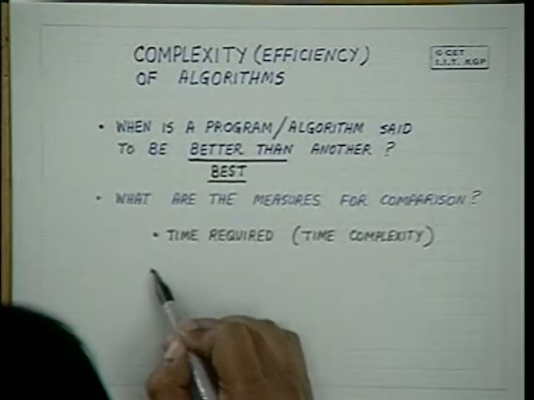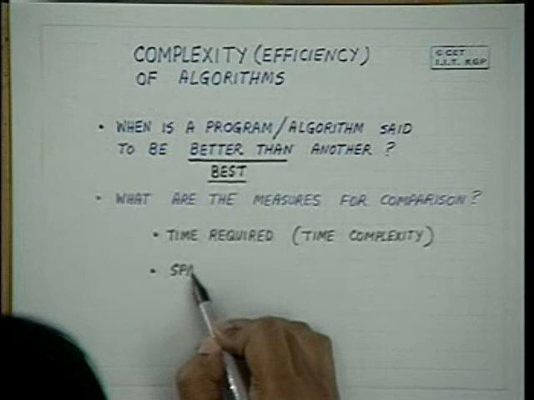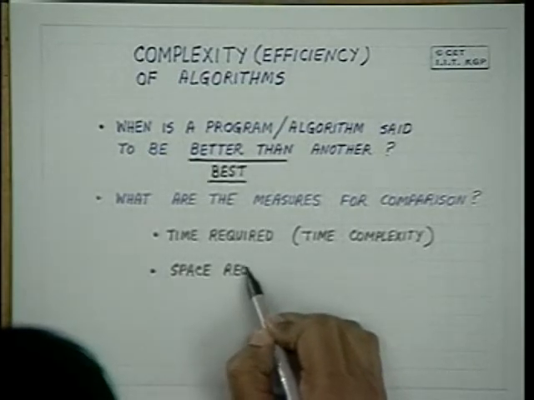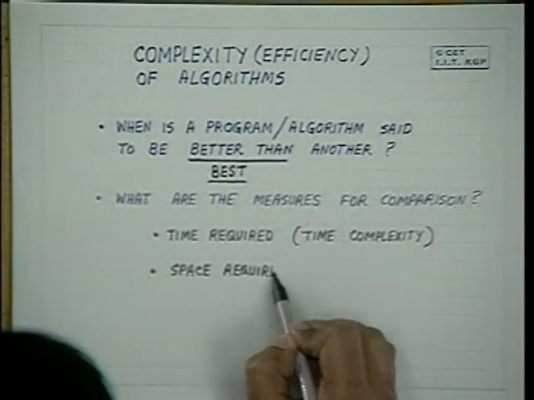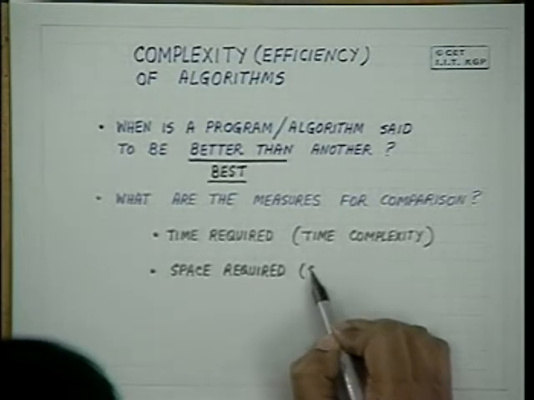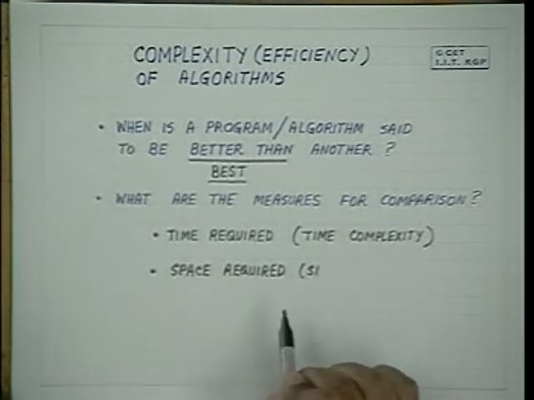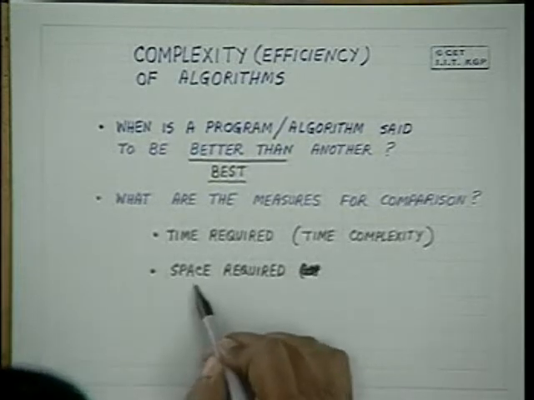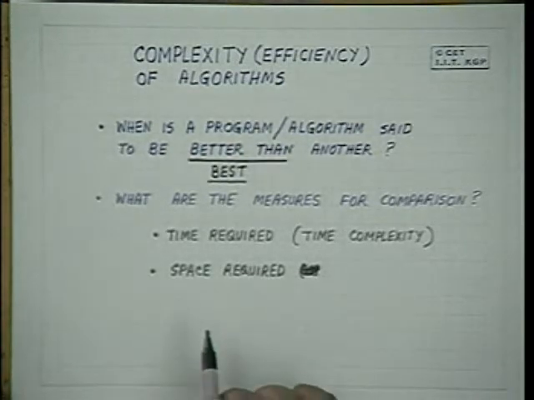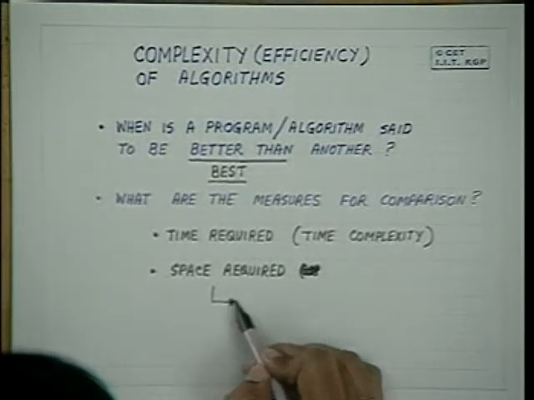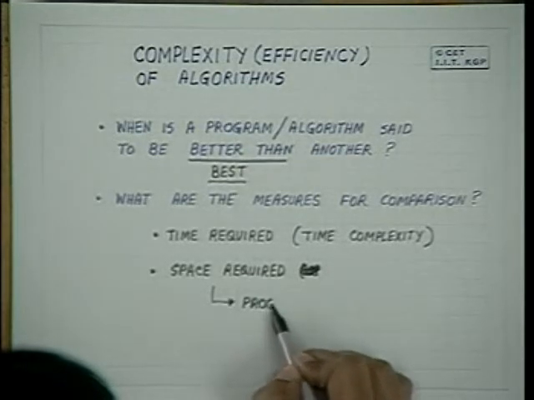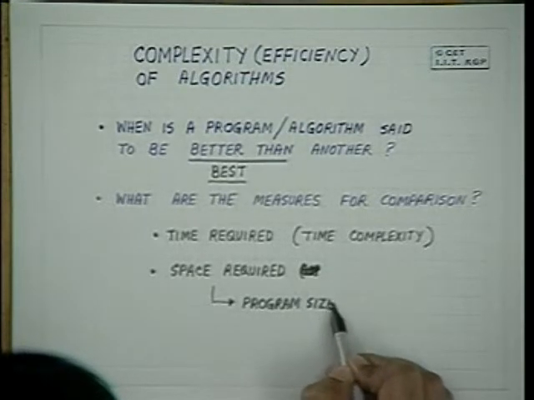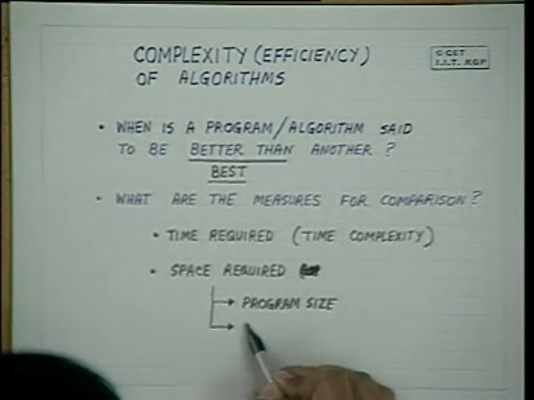The second is the space required. These are the two important resources of the computer. It is often called the space complexity. But this is not exactly the space complexity, because there are two types of space required by a program. One is the program size, and the other is the data size.